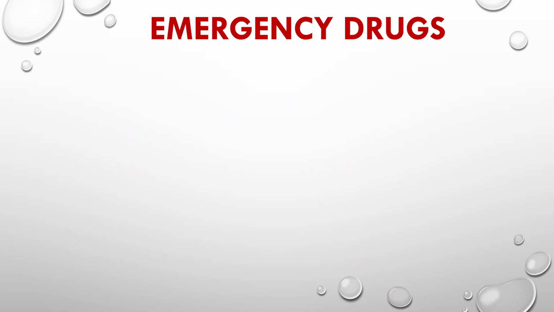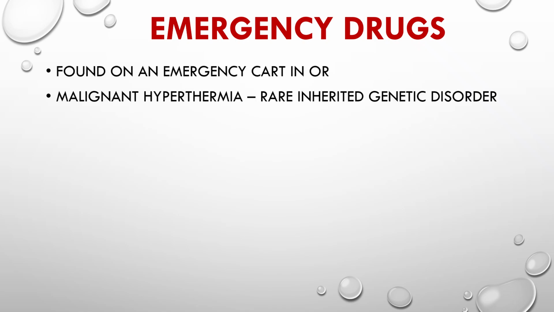Now, in the OR, there are some emergency drugs. So on the emergency drug cart, you're always going to find these. One is to help with malignant hyperthermia, which is a rare genetic disorder, but unless somebody's already had a surgery and knows that they have that, this is something that, especially in first surgeries, could occur because, again, it's a genetic thing. So for that malignant hyperthermia, dantrolene is what is used, and it's a muscle relaxer.